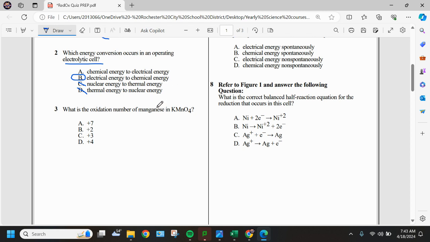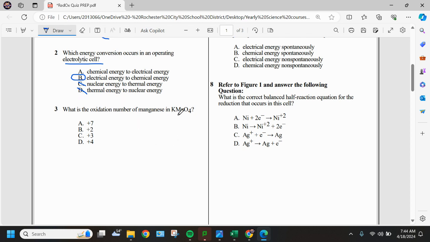And you cannot get them backwards. You guys got to come up with a way to memorize, not realize, memorize that voltaic takes chemical energy and turns it into electrical energy. Electrolytic takes electric energy and turns it into chemical energy.